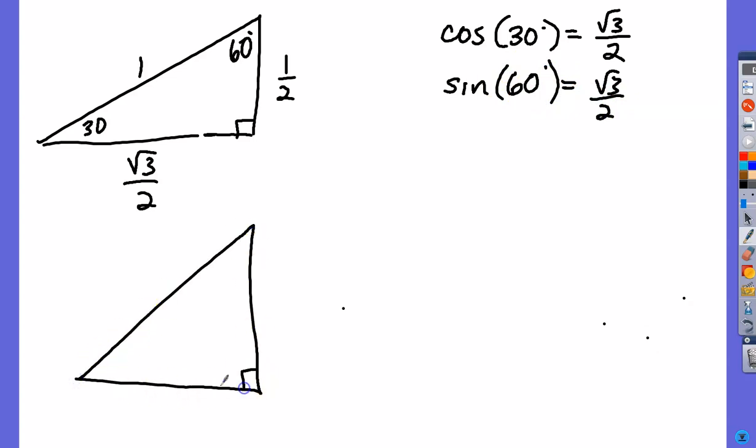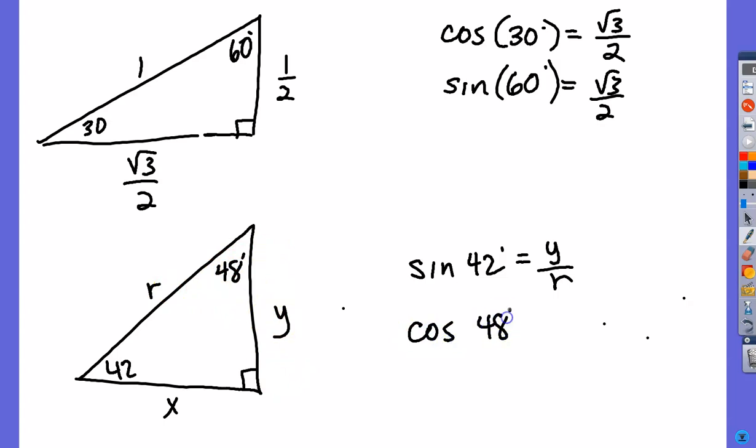So let's say that we had 42, and this angle would have to be 48. Same thing. I'm just going to put x, y, and r for radius. If I wanted the sine of the 42-degree angle, that would be y over r. And if I still want to use y and r, but use the 48 instead, the y would now be adjacent and the r would be hypotenuse, which would be the cos. So what we notice is that you end up with the same relationships, except you're using the complementary angle.